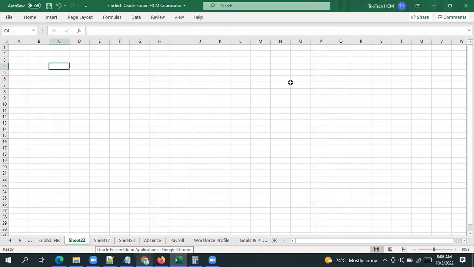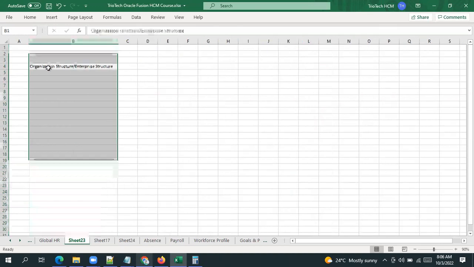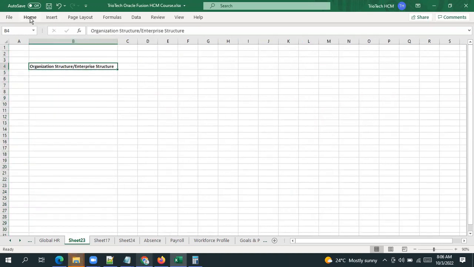So what is this concept of org structure? I'm going to talk about a concept called organization structure, or we can also call this the enterprise structure, in the Fusion application. What is this concept, and what is the structure that we have in the system?